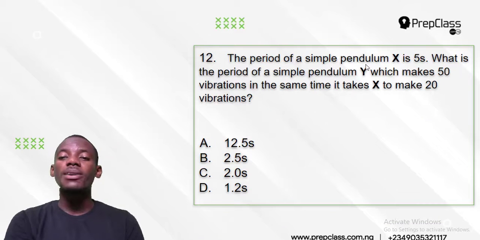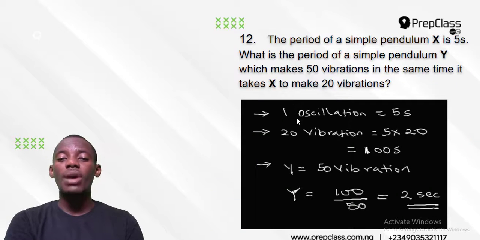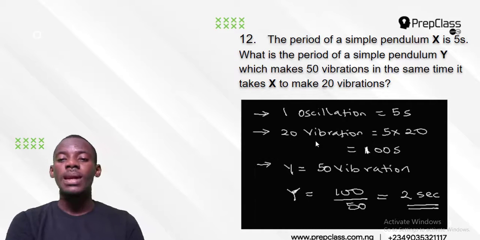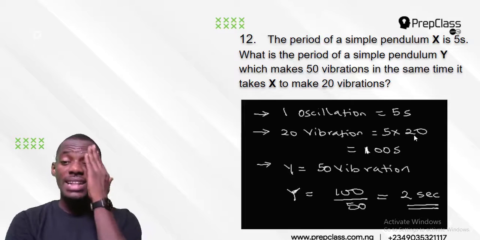The period of a simple pendulum X is 5 seconds. What is the period of a simple pendulum Y, which has 500 vibrations in the same time it takes X to make 20 vibrations? Now, X was making 20 vibrations. Normally we said from the beginning that one oscillation or one vibration is 5 seconds. But 20 will now become 20 times 5, and that's 100 seconds.